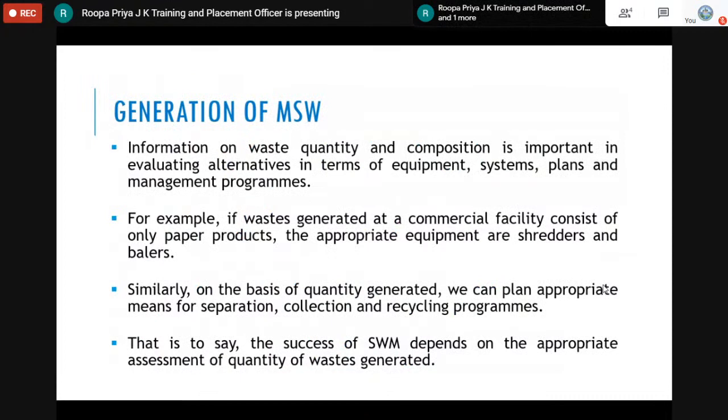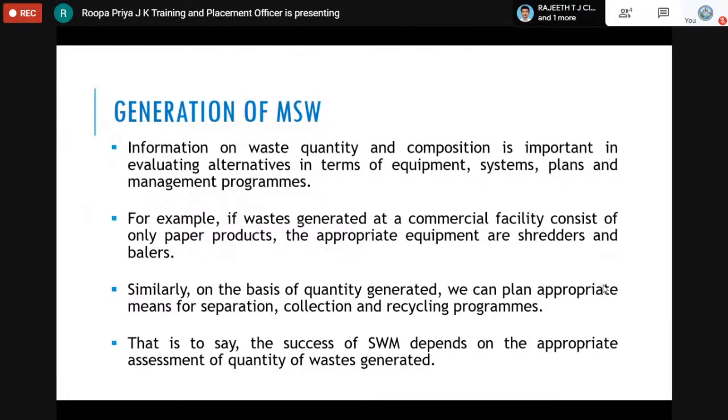The information on waste quantity and composition is important in evaluating different alternatives in terms of equipment, systems, plans, and management programs. For example, if waste generated at a commercial facility consists of only paper products, then the appropriate equipment required is the shredder and the balers. So that is why it is very important for us to understand the quantity and the composition of the solid waste.